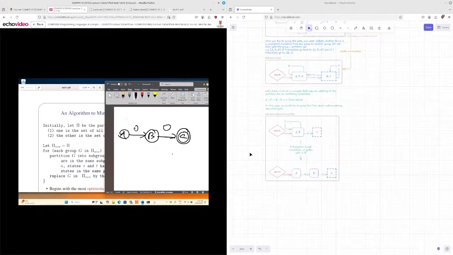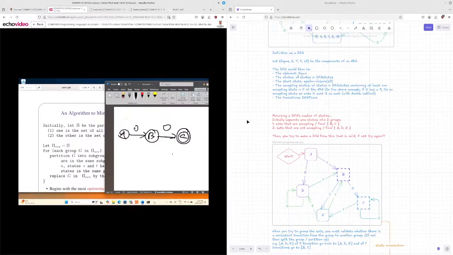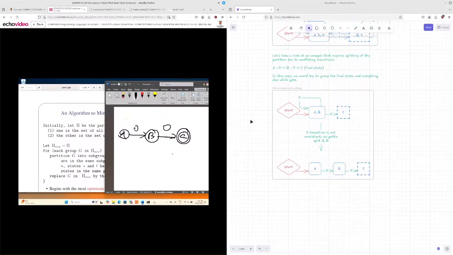It's fairly obvious you really need 3 states. Now we try to apply this algorithm to see how we eventually end up getting this as the minimal state DFA. So we start by being optimistic. We divide the 3 states into 2 partitions. One contains the 2 non-accepting states, A and B. The other contains the accepting state. And we just follow the algorithm. There's only one input symbol, so we try this one first.